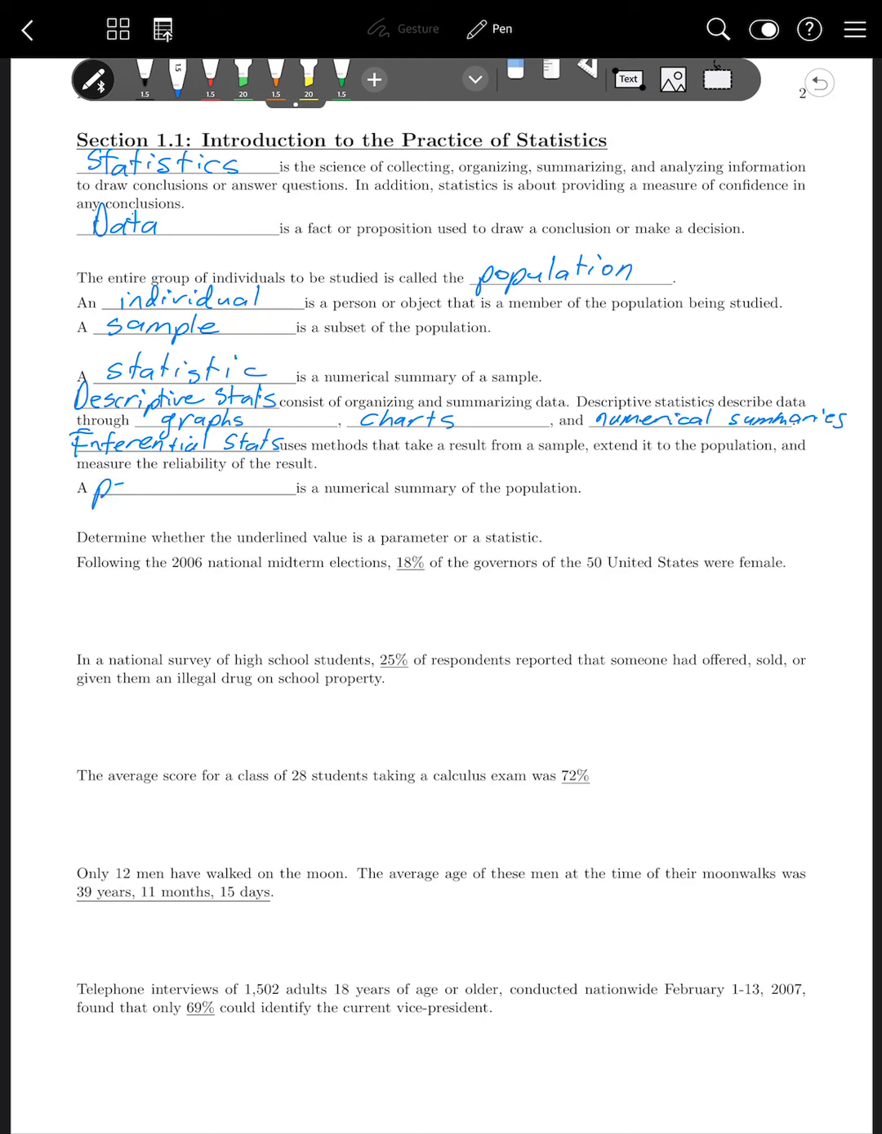A parameter is the same thing as a statistic except for the entire population. So the biggest goal of statistics is to use a statistic to estimate a parameter, to use sample data to estimate population data. So the first question we want to look at is this difference between statistic and parameter.